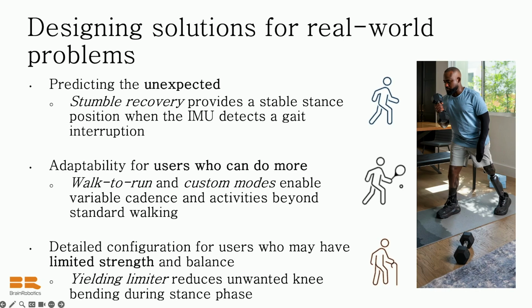Other features have been designed specifically to tackle clinical challenges of K2 or lower mobility users, such as the yielding limiter. This reduces uncontrolled flexion during stance, making standing and walking feel more stable. Together, these features are what make Neuro viable across the full mobility spectrum. That's how the design maps to the clinical need.